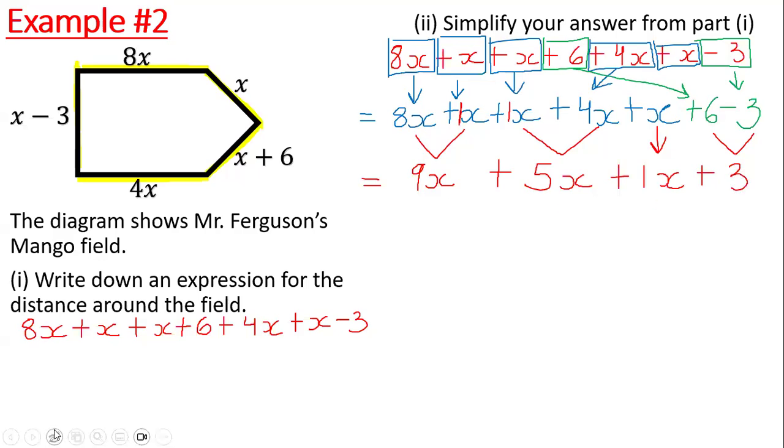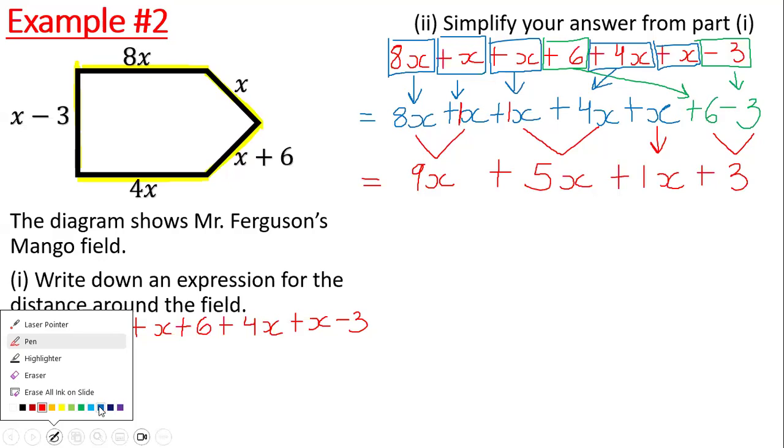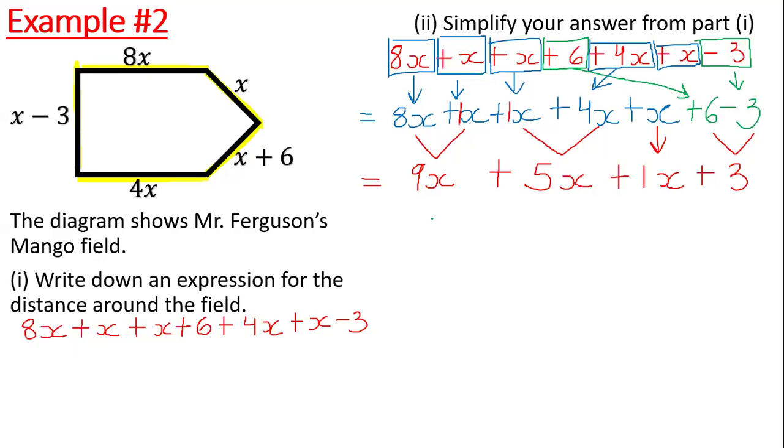Now we have to finish this off. Let me use green. We have 9x plus 5x, which is what? 14x plus what? Plus 1x. Plus what else? Plus 3. Okay.